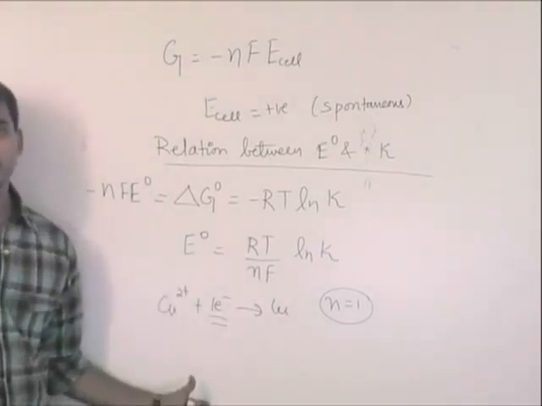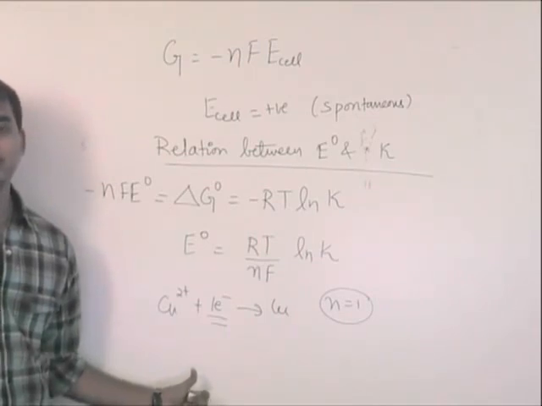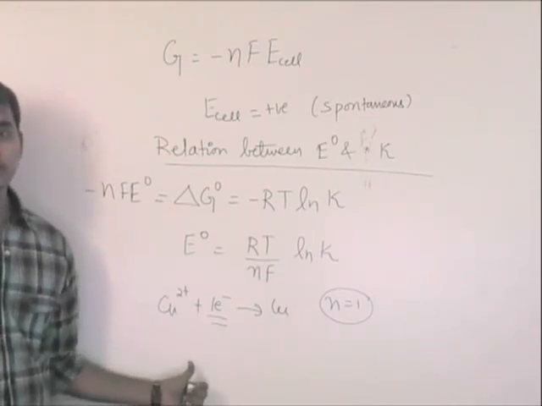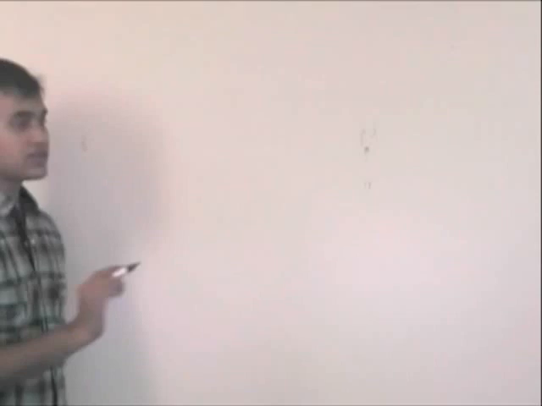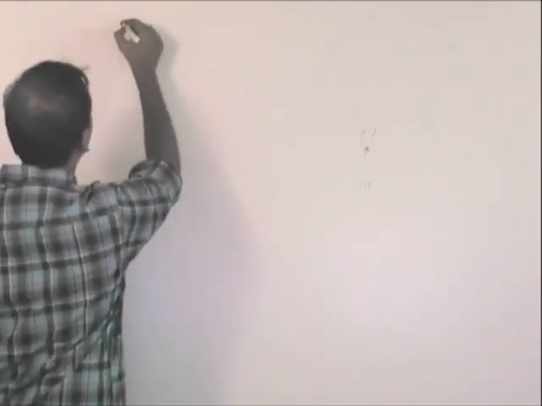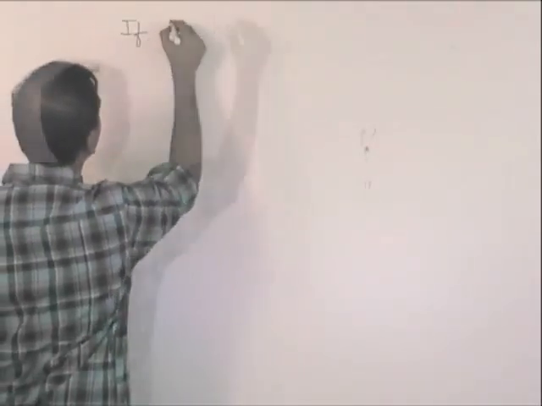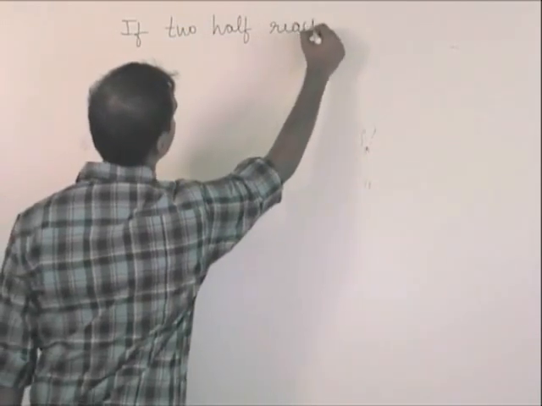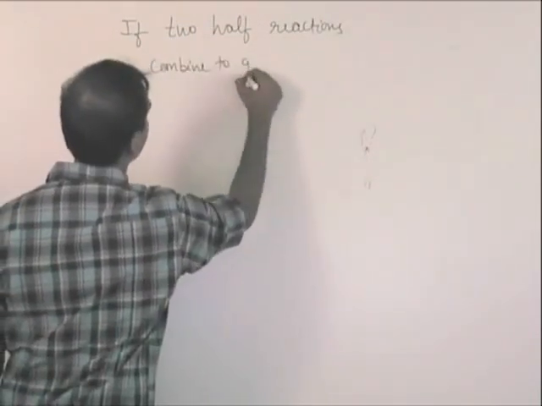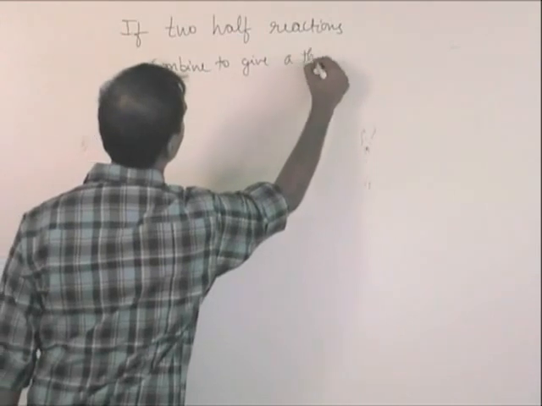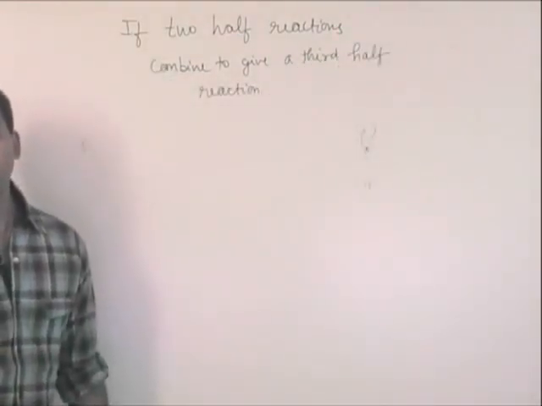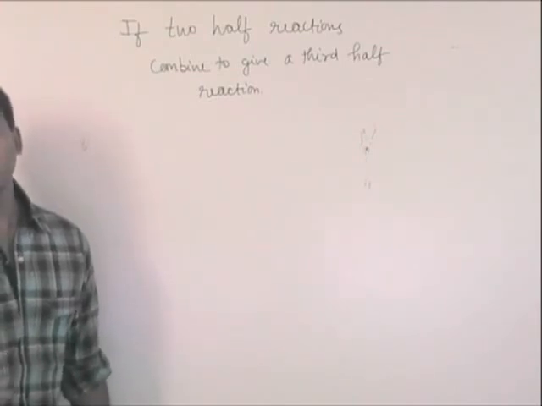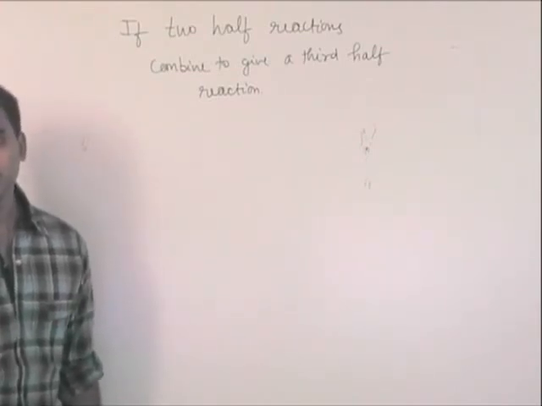Everything is clear till now? Any doubts anyone is having? Shall we go ahead? Now, sometimes they will give us two half reactions. For example, the case is if two half reactions combine to give a third half reaction. So in this case, the two half reactions are not combining to give another cell reaction, but a half reaction again.